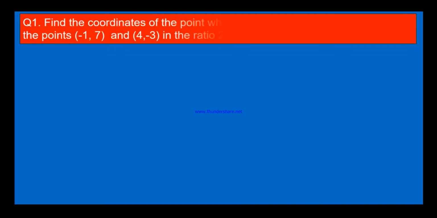Here is question number 1. Find the coordinates of the point which divides the line segment joining the points (-1, 7) and (4, -3) in the ratio 2:3.